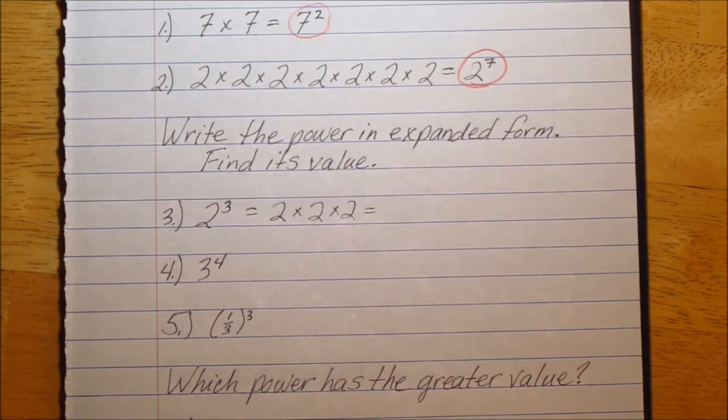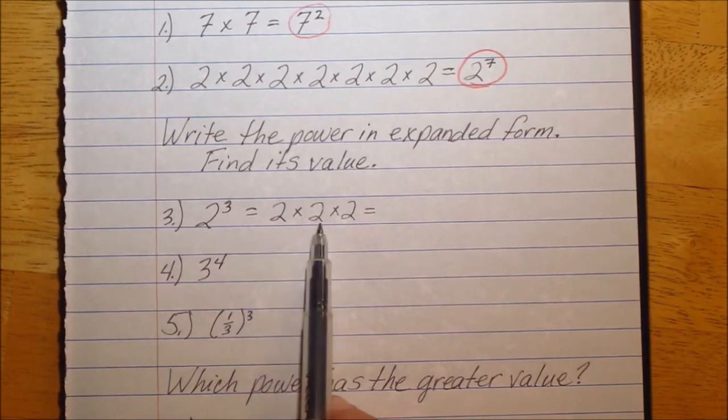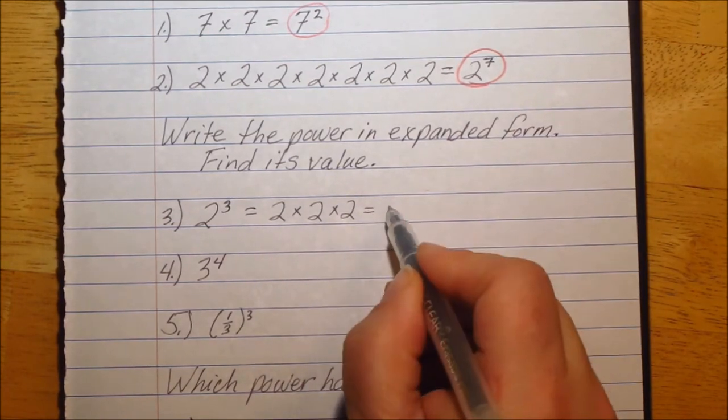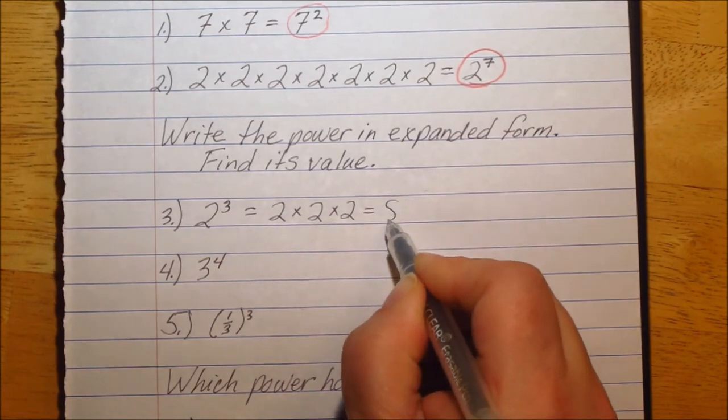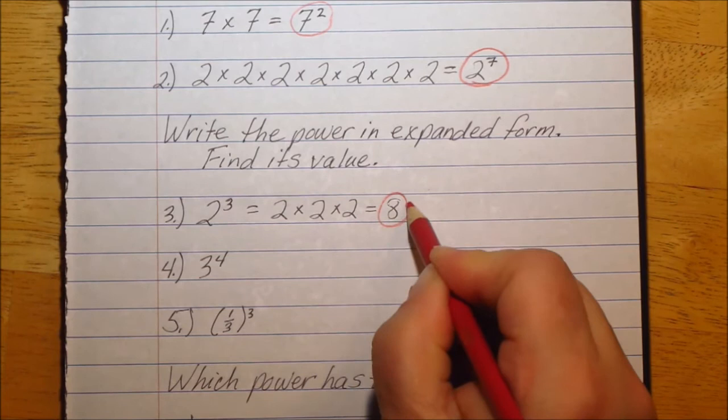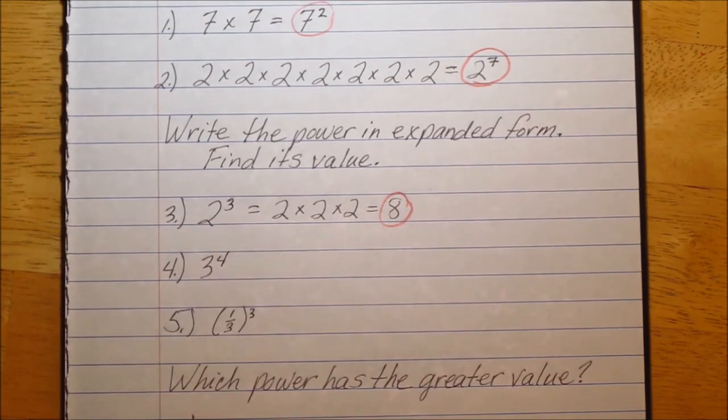Now, to find its value, I have to figure out what is 2 times 2 times 2. Well, 2 times 2 is 4, times 2 is 8. Okay? So 8 is the value of 2 cubed. And some of these, like 2 cubed, you'll get to know right off the top of your head what the value is, because you'll see them often as you move on in your math work.